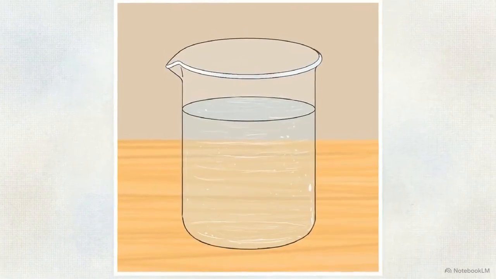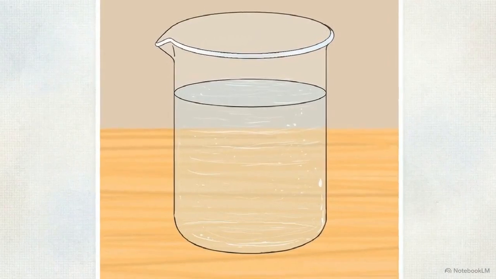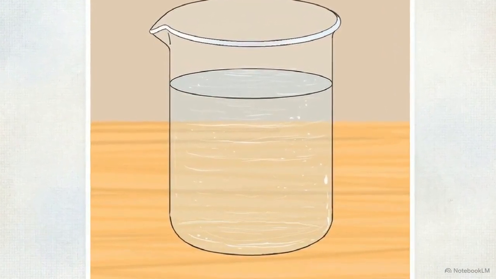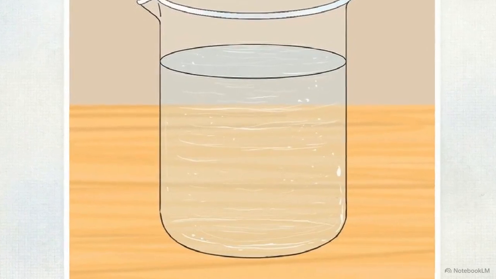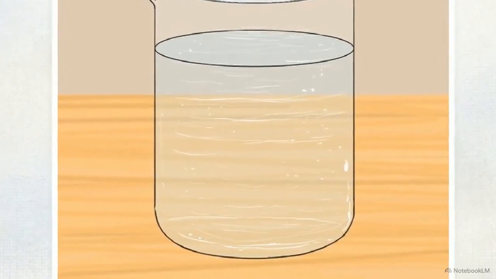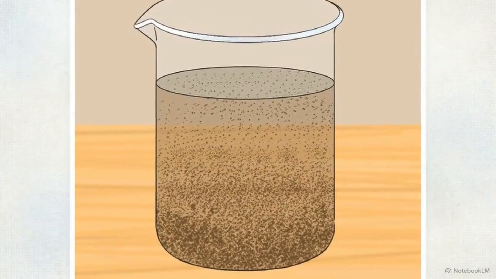To separate a mixture, we must first classify it. This illustration shows a homogeneous mixture, or a solution, like sugar water. Its composition is perfectly uniform from top to bottom. Every drop is identical. Contrast that with this illustration of a heterogeneous mixture.